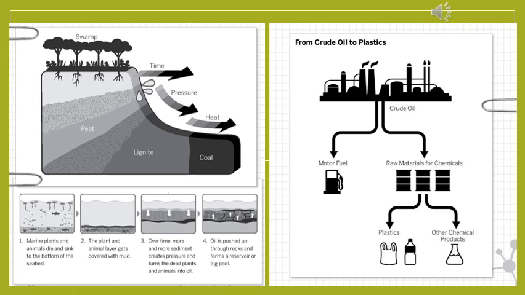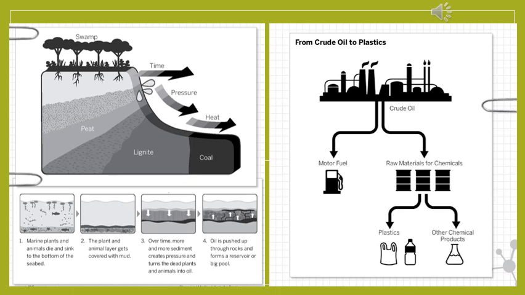We have a graph on the left and the right of these 2 processes. So on the left is the human-made one. So if you look at the very top, that's the swamp. And as time, pressure, and heat increases, that becomes coal over time. So starting at the bottom, number 1, marine plants and animals die and sink to the bottom of the seabed.